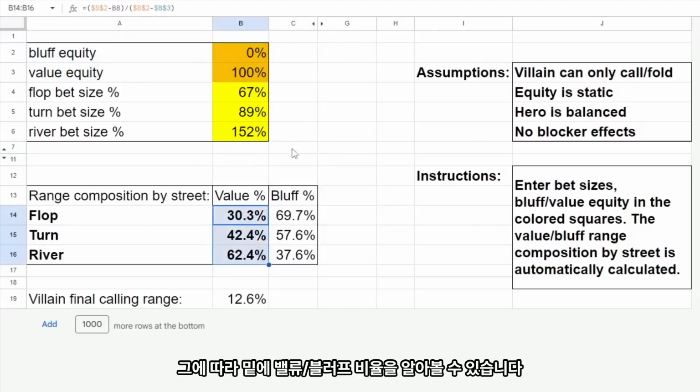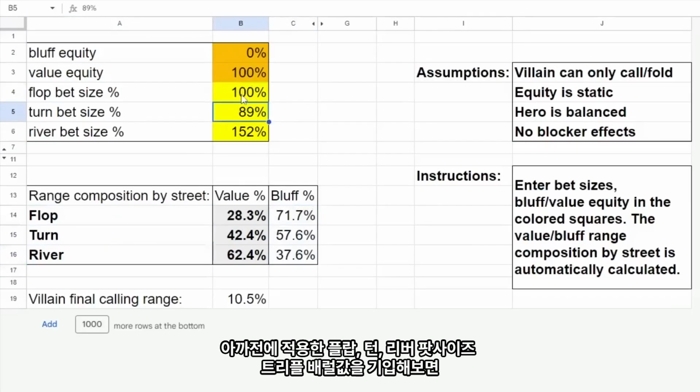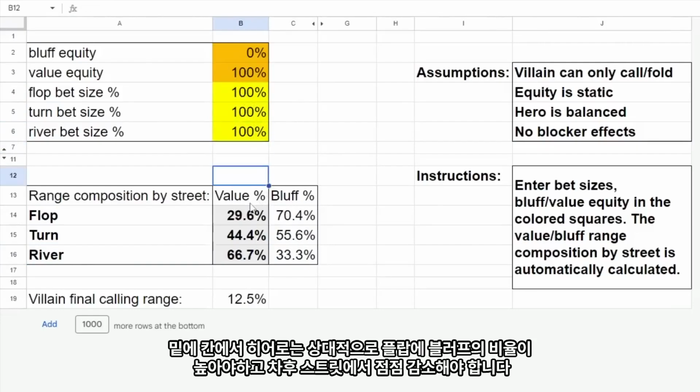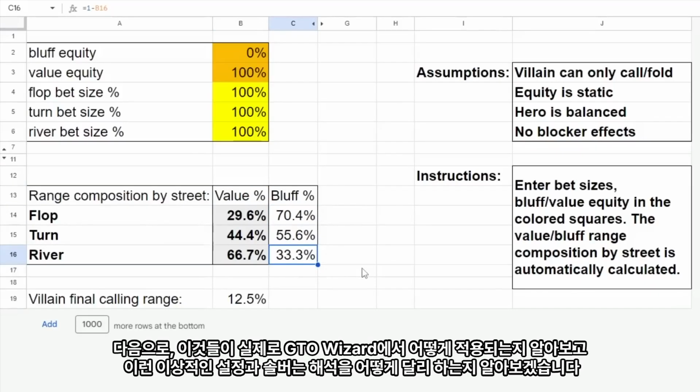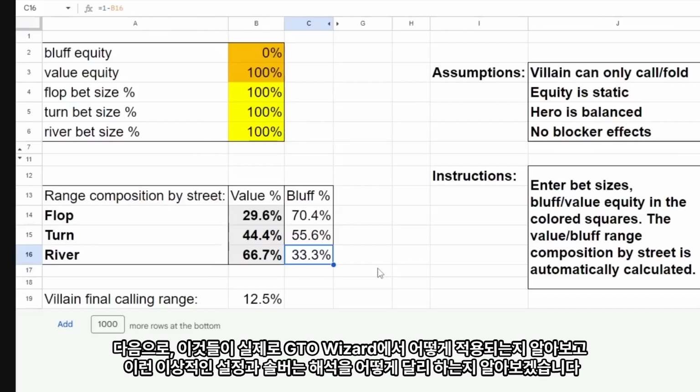And here we can see the value to bluff ratios on flop, turn, and river. And so let's enter our pot toy game. And here we can see the appropriate value to bluff ratio says we should be bluffing quite a lot on the flop, less so on the turn, and less so on the river. Now, next, I'd like to show you how this actually works in GTO Wizard, and we'll compare the idealized caveman toy game to what the solver thinks we should be doing.